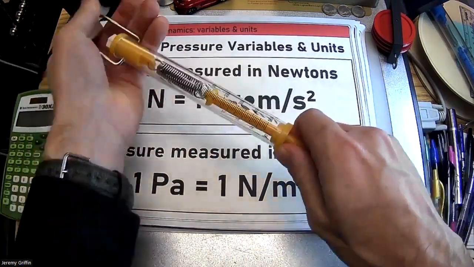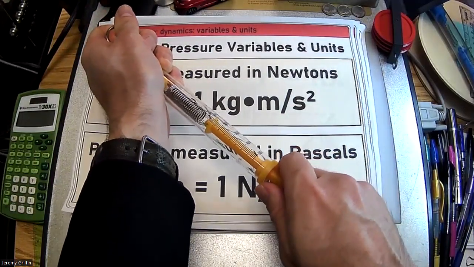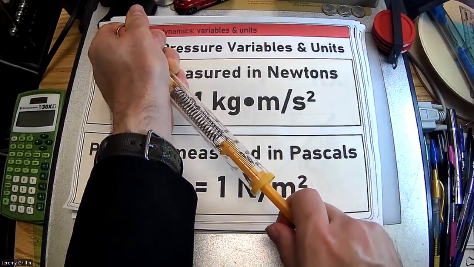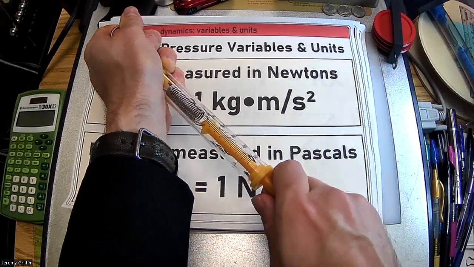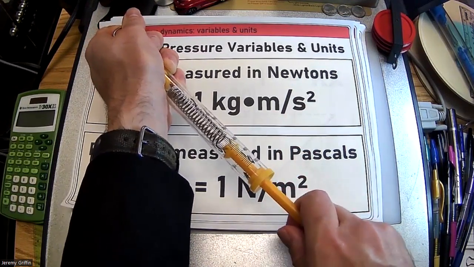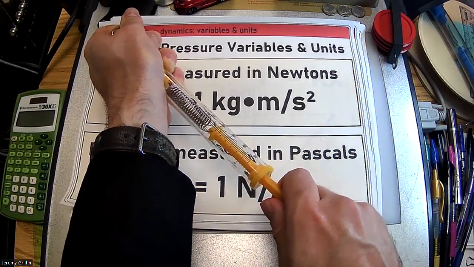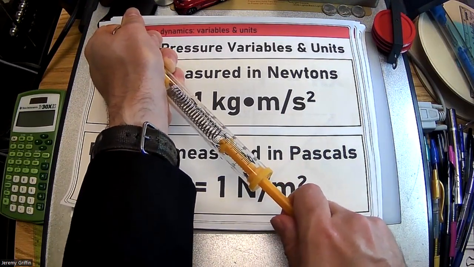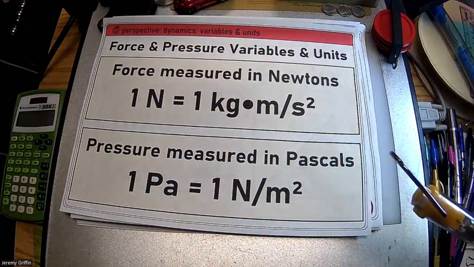Ooh, how about this? As I pull this more, does it take some work to stretch it? Yeah, so I'm doing some kind of force times distance. Now, the tricky thing is it's not a constant force. The more I pull it, the more force it takes, so the force is going up. If I stretch a centimeter there, it's not a whole lot of work. If I stretch a centimeter there, that takes a lot more work. It's a lot more force for the same distance.